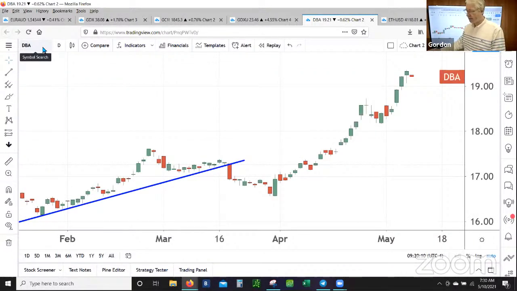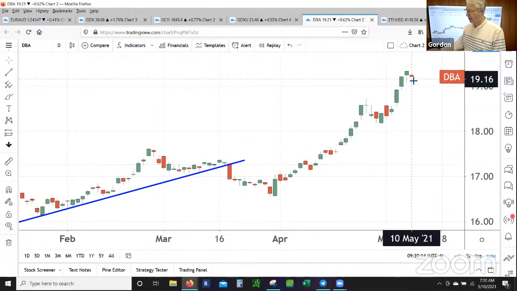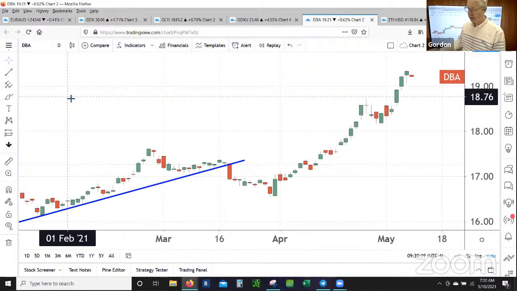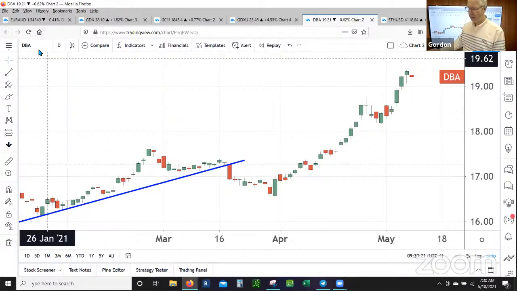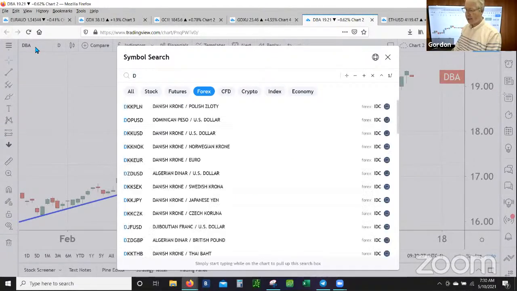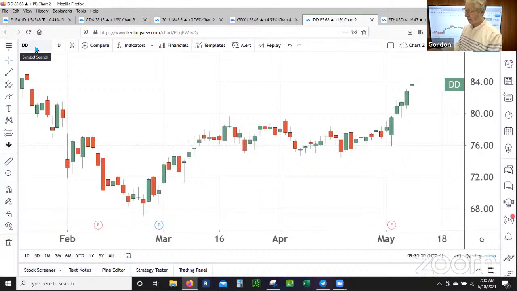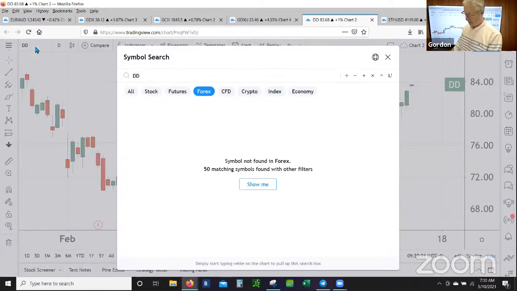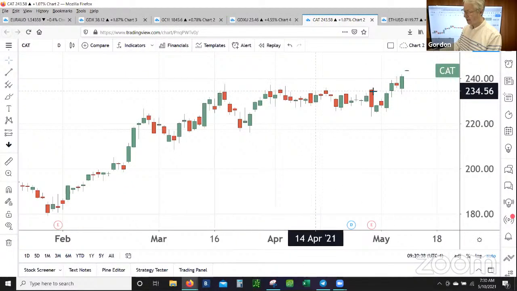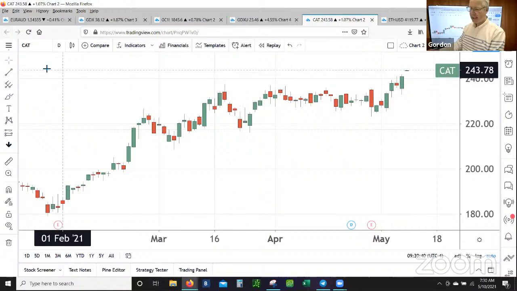DBA, that's an ETF that is all about agricultural prices. Look where it's gone. It's gone from 16 to 19 here just in the past month or so. If inflation hits and keeps going strong, DBA is going to be a beneficiary of that. Not a huge leveraged one, but it is there. Dow DuPont, as I mentioned, is a stock that is just barely showing signs of doing that. Another one is Caterpillar. Here's Caterpillar just breaking out of this long sideways move, getting ready to head higher.